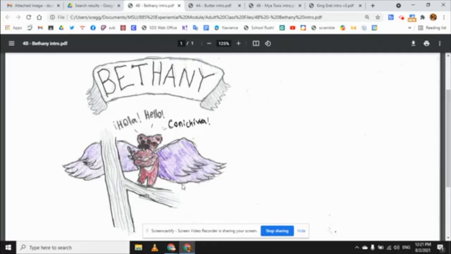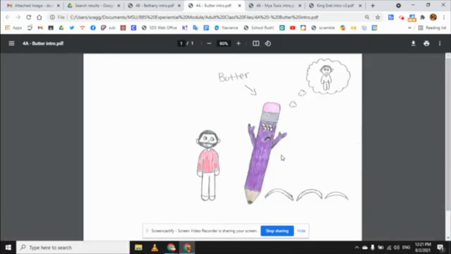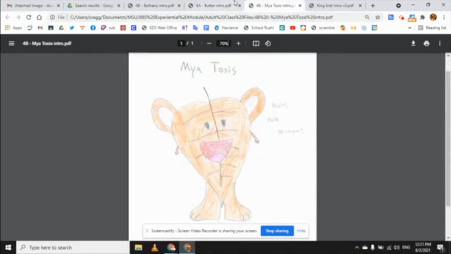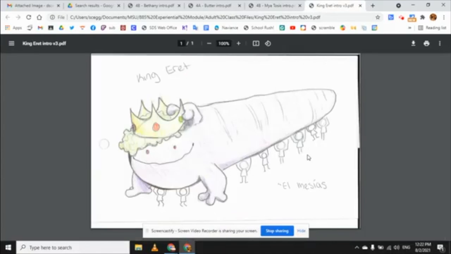Here's Bethany. She's a flying koala with 3 eyes. Here is Butter. He's an 8-eyed pencil that hops around. Oh, and Butter wants to be a real boy. Here is Myotosis. She is a leaf, speaks multiple languages. And here is King Arit. He is a large purple carrot that gets carried around by his followers. So all these are just great, interesting images that you create in class to develop community and get lots of interesting language use from.